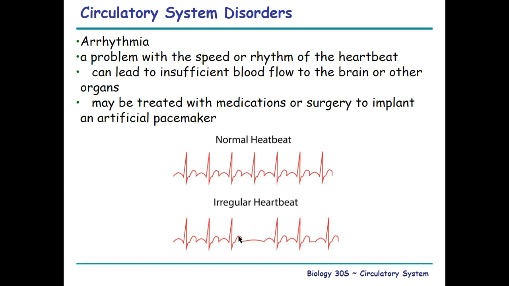An arrhythmia. This is a problem with the speed or rhythm of the heartbeat and can lead to insufficient blood flow to the brain or organs. This may be treated with medications or surgery to implant an artificial pacemaker. So you can see here, this is the QRST of a normal heart, and then we have the QRST of an irregular heartbeat.